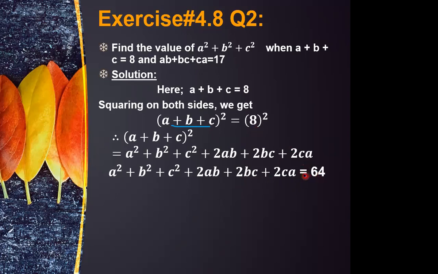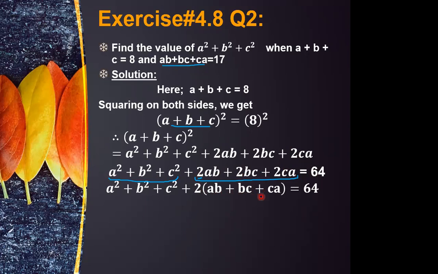Now you have to find out the value of this one. Obviously this thing is not given to you, but you are given here ab plus bc plus ca, not these two. So what we will do in the next step, we will take 2 as common here. We are going to take 2 as common here, ab plus bc plus ca.